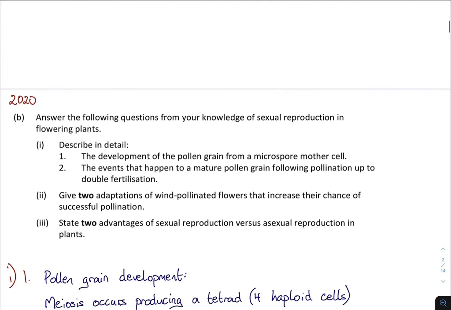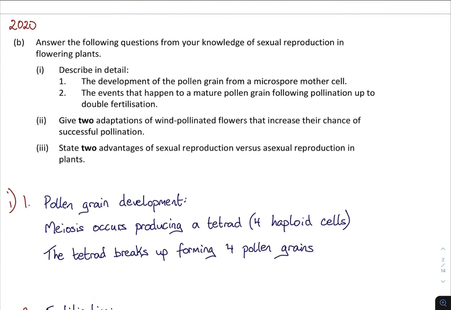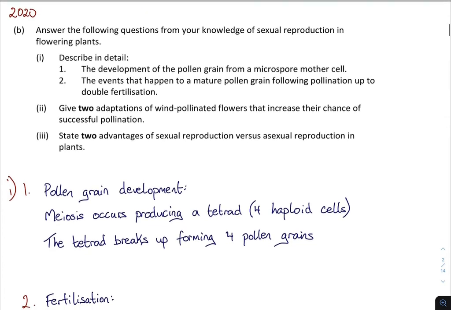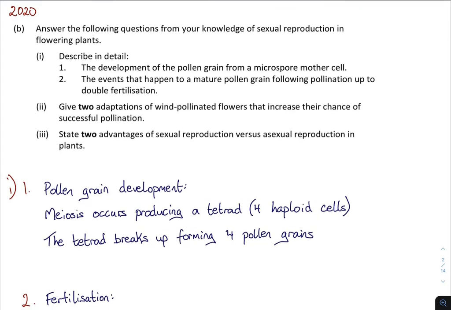So 2020, and you might be familiar with some of the other videos at this stage, 2020 asked an awful lot of plant questions. Almost every chapter in plants came up, which doesn't always happen. So 2020: answer the following using your knowledge of sexual reproduction in plants. Describe in detail the development of the pollen grain and the events that happen to mature it. Okay, we'll start with the first one, the pollen grain development, which we have here.